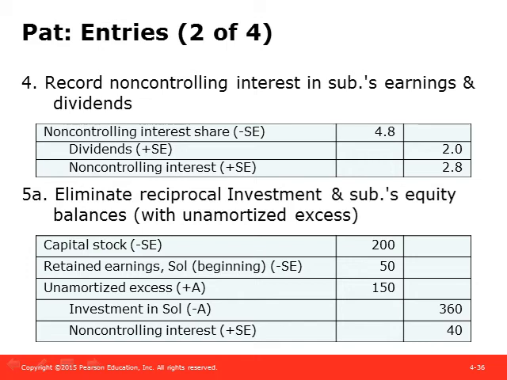We debit the retained earnings on Pat's books, and we debit the unamortized excess, which is an increase of 150K, and then we credit the investment in SOL of 360K, and using the remaining offset of 40K going to the non-controlling interest credit of 40K.